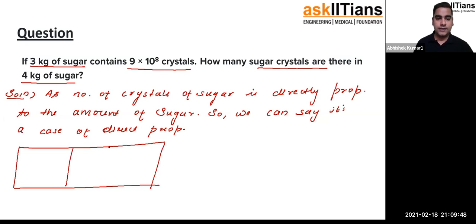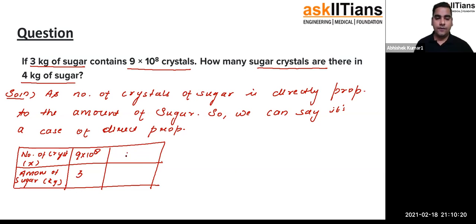Here I'll be writing number of crystals in sugar, which we are going to denote by X. And here I'll be writing amount of sugar in kg. So 9 into 10 raised to the power 8 crystals are there in 3 kg. They are asking us how many crystals will be there in 4 kg. So let's say x2 crystals will be there in 4 kg.